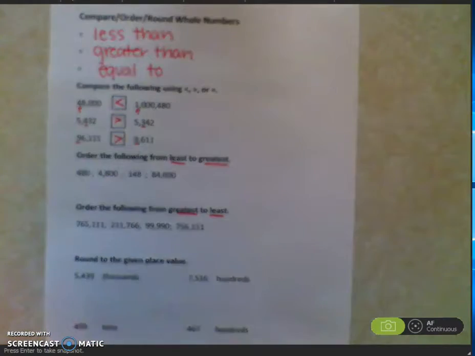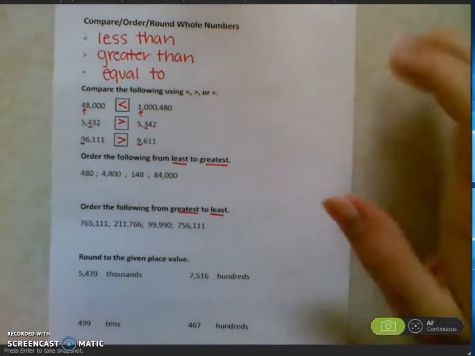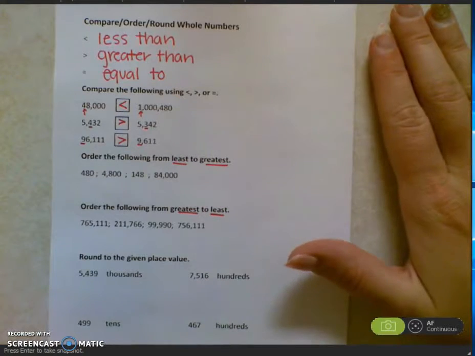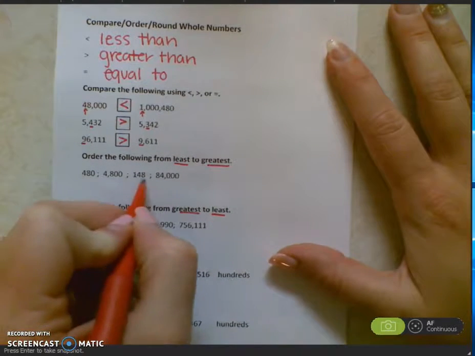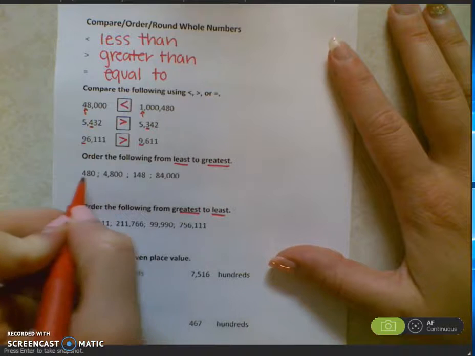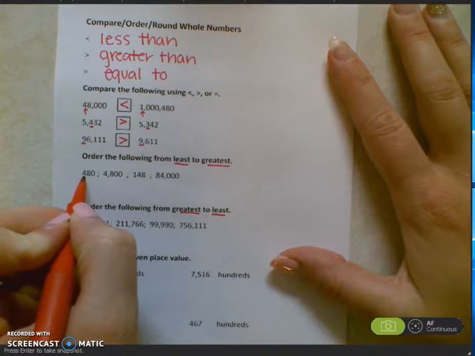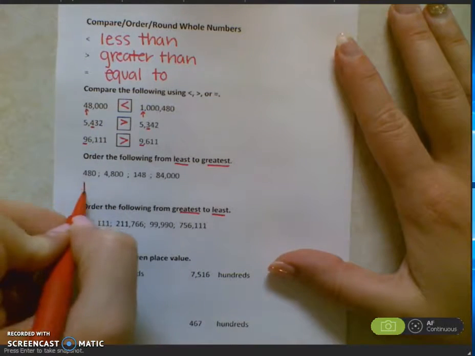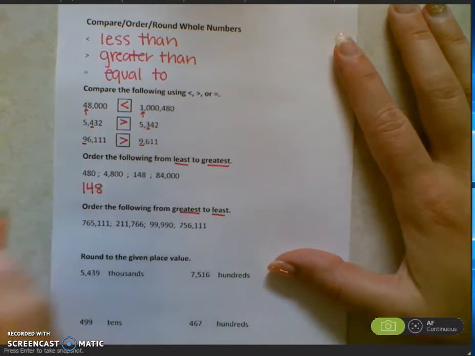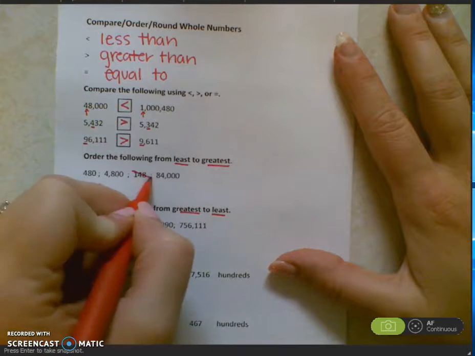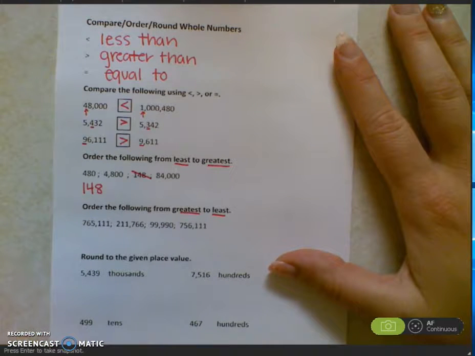Least to greatest, I'm looking for my smallest number. So the one with the least amount of place values. I can see that this one has 3 place values and this one has 3 place values. So I'm going to look at these two specifically, and I'm going to look in their hundreds place. I've got 100 and 400. So 148 is definitely my smallest number. I'm going to write it first, and I'm going to cross it out so that I know I used it. I don't get myself confused.